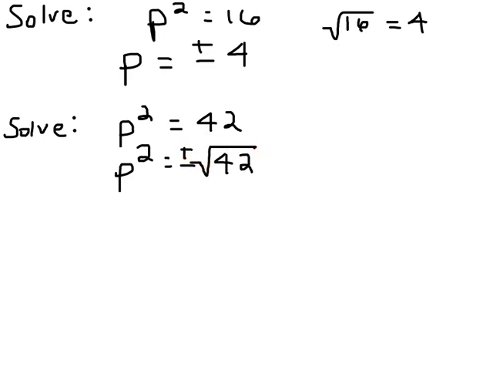It's going to be a decimal number. And we're not going to figure that out right now. We're just going to say it's going to be positive or negative square root of 42. And that is all you're going to do on those kinds of problems. But do remember to put this positive or negative in front of your answer.